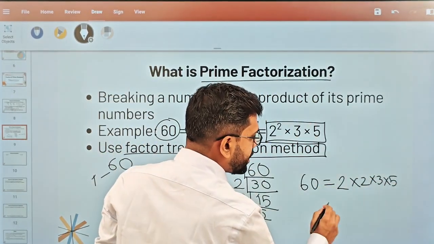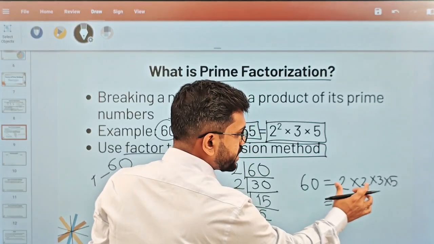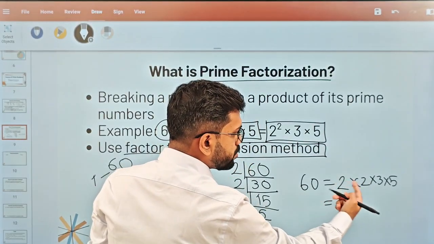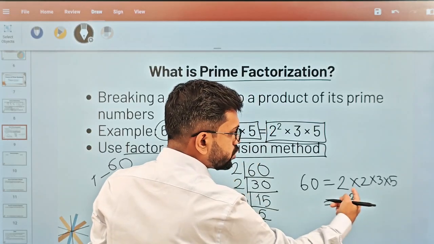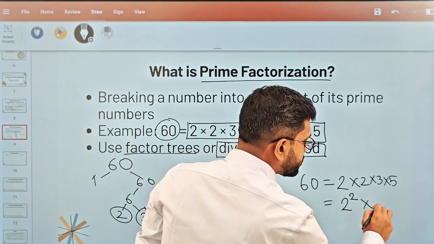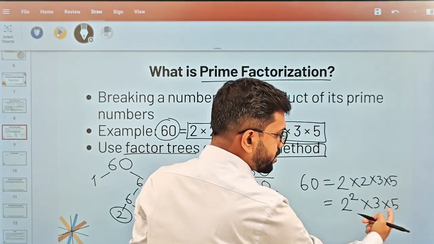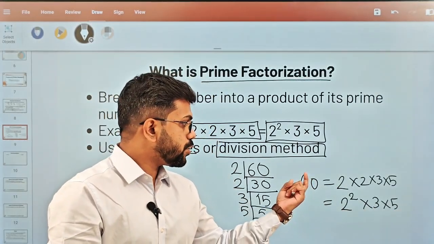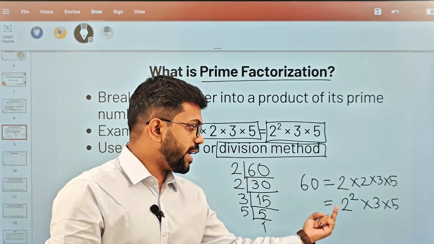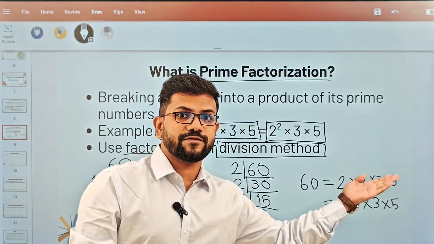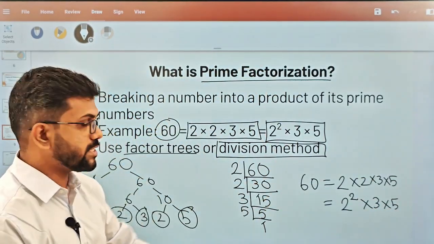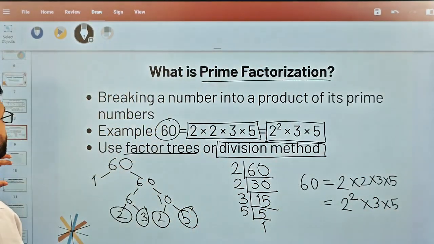Okay, or in the index form, if you have same numbers multiplied together, you can write, there are 2 numbers, you can write 2 to the 2, which is 2 square, times 3 times 5. When you multiply them, as I said, you'll get the same number, so you don't need to multiply. So 60 can be written as 2 square times 3 times 5, product of its prime factors. So this process is prime factorization. Let's have a look at a few more examples.